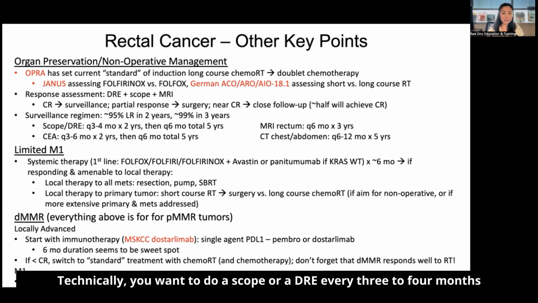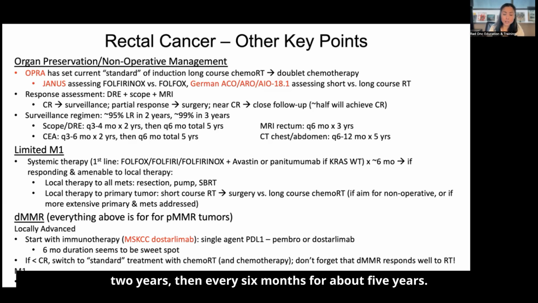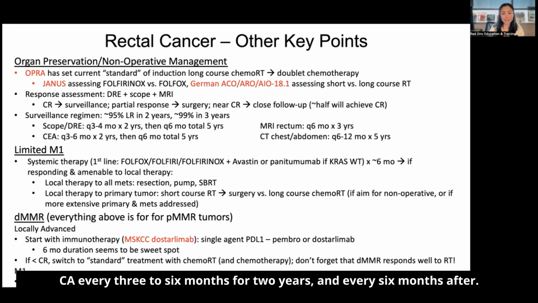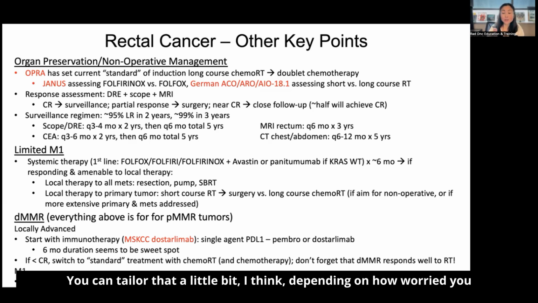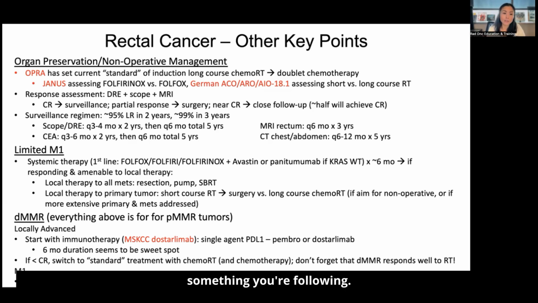But technically, you want to do a scope or a DRE every 3 to 4 months for the first 2 years, then every 6 months for about 5 years. MRI every 6 months for 3 years. CEA every 3 to 6 months for 2 years and every 6 months after. And then the rest of the body, CT chest abdomen, every 6 to 12 months. And you can tailor that a little bit, I think, depending on how worried you are, if there's something you're following.